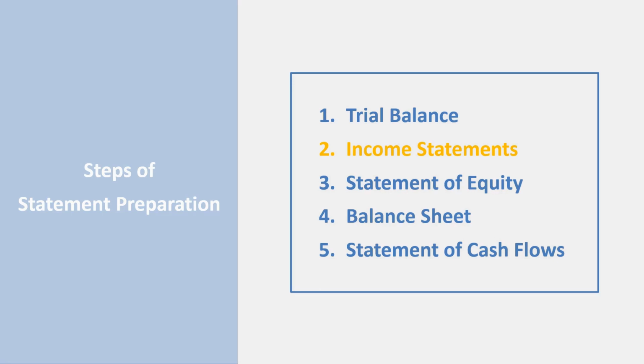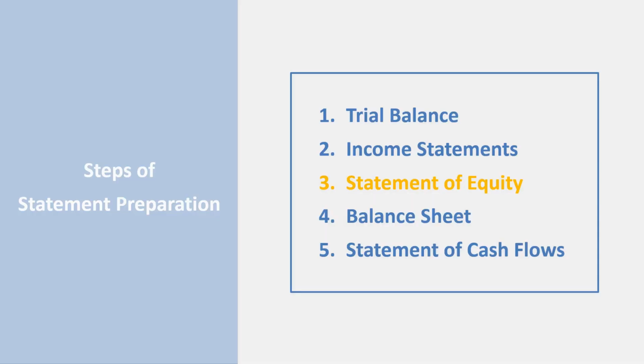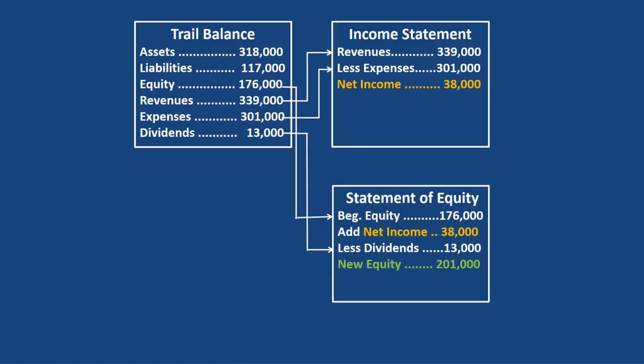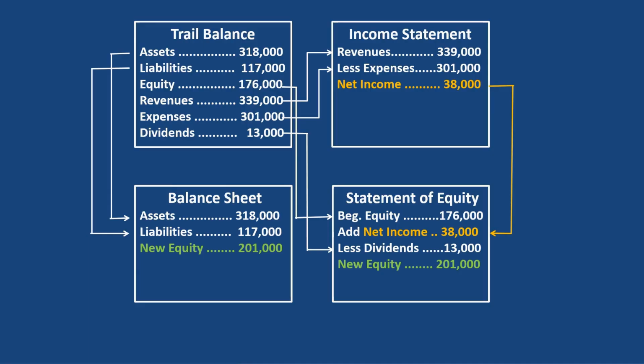The income statement is where we focus next. Here, we list revenues and expenses to calculate the net income and see how well the entity performed during the accounting period. Next comes the statement of equity. It informs us about changes in the owner's equity during the period and relies on information from the income statement. The next stop is the balance sheet. It is where we assemble assets, liabilities, and equity. The equity information comes from the statement of equity.